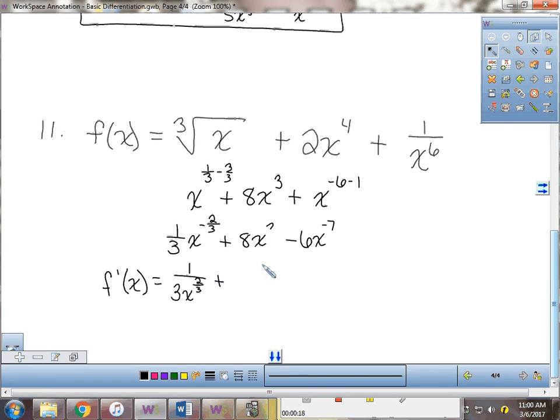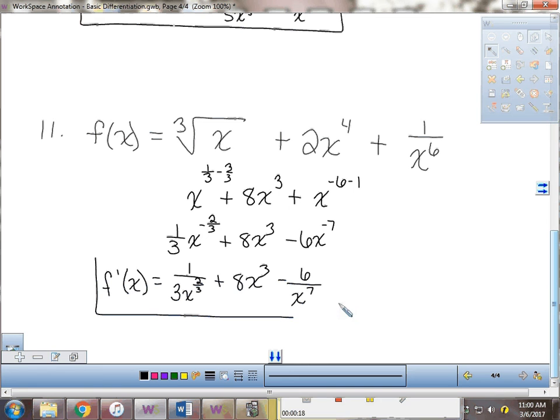All right, so this should be 8x to the third. 4 times 2 is 8x to the third. All right. And then you've got to move that negative 7 to the bottom, so that would be 6 over x to the 7th. So I apologize. I totally did that on purpose, just so you guys would know what you're doing wrong.